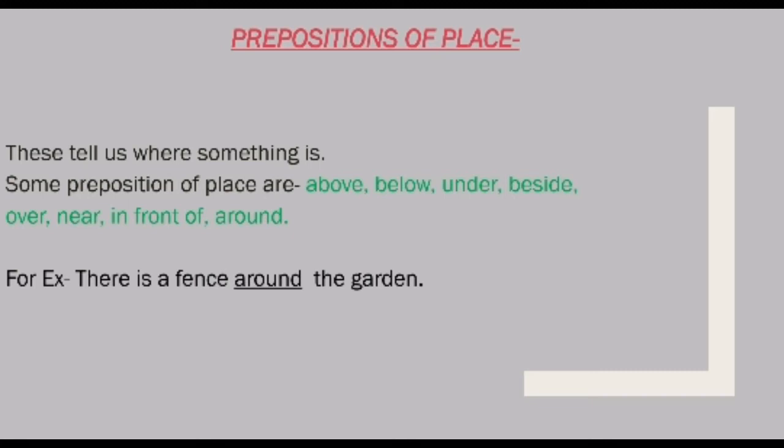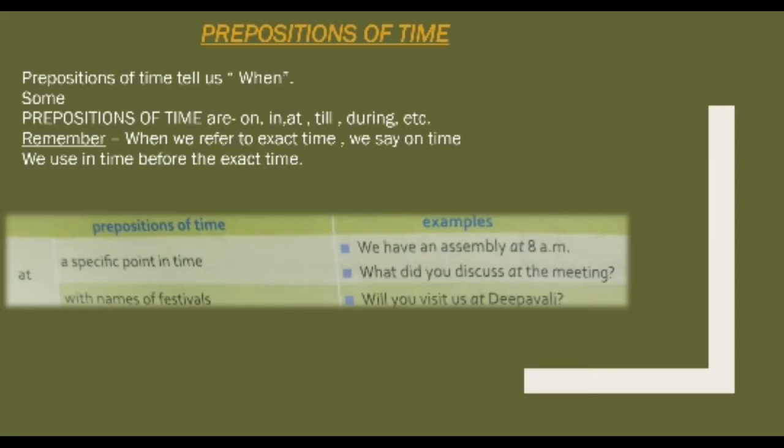Some prepositions of place are above, below, under, beside, over, near, in front of, around. All these words in green are telling us place. There is a fence around the garden. The place of the fence is described, so it's a preposition of place. And the next kind is preposition of time. Obviously, as the name suggests, prepositions of time tell us when. कब हुआ है कोई काम, right? Prepositions of time are like on, in, at, till, during.